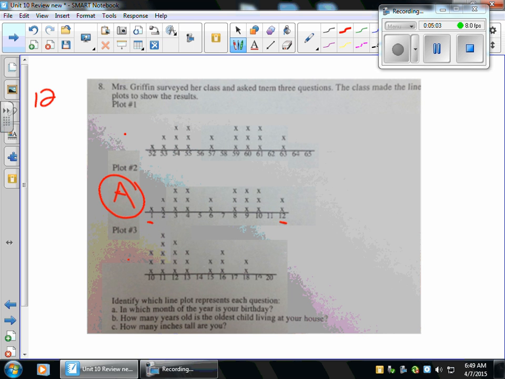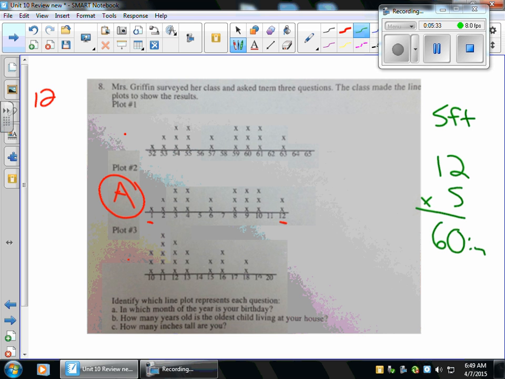Which leaves me with 2 left. I'm going to switch colors here to help you out. How many years old is the oldest child living in your house? 52 years old all the way up to 65, and the other one is 10 years old up to 18. Okay. And how many inches tall are you? Okay, in inches. Well, if you're 5 feet tall, which some of you are, there's 12 inches in a foot. That'd be 60 inches.